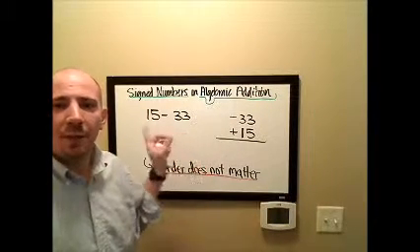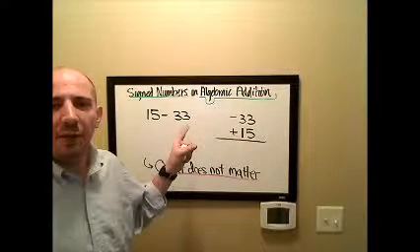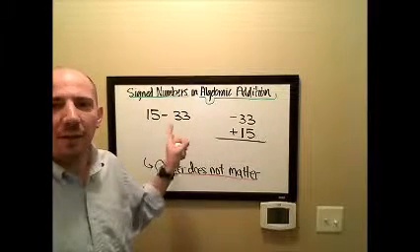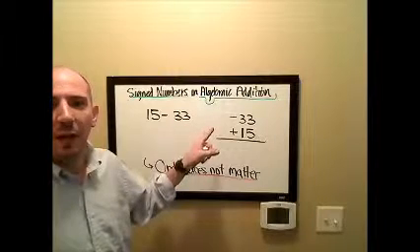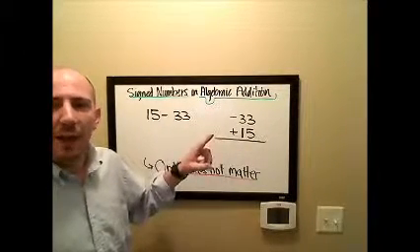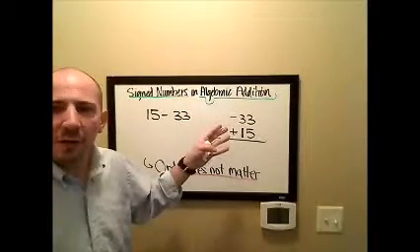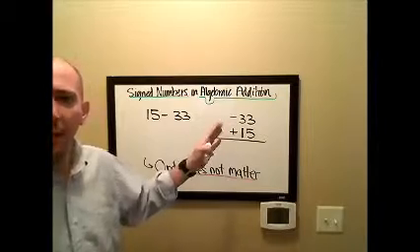Okay, I'm going to ramp it up just a little bit, and I'm going to do positive 15 plus a negative 33, or 15 minus 33. Again, I'm just going to set it up like this, negative 33 plus 15. And now I'm going to do it by finding the difference, just the way you would always find the difference.